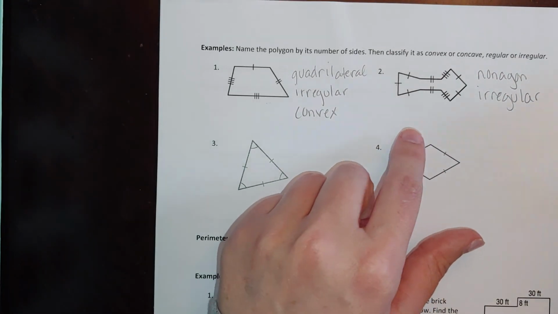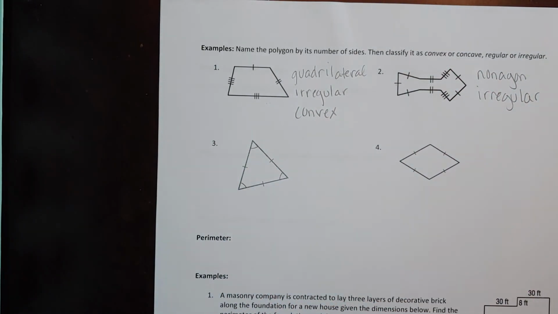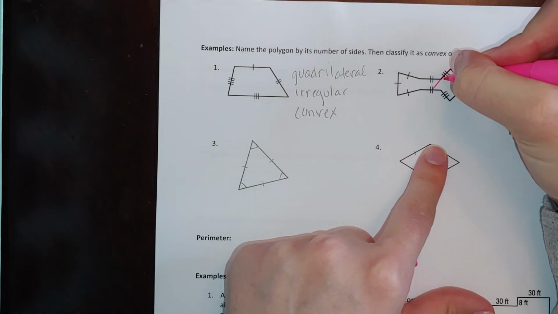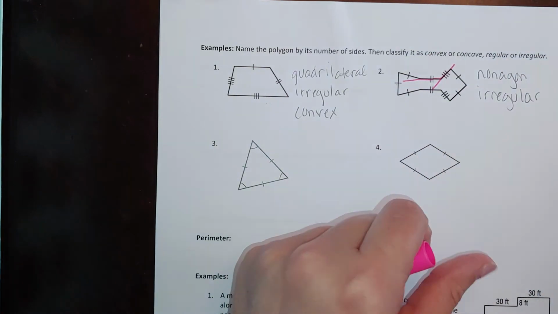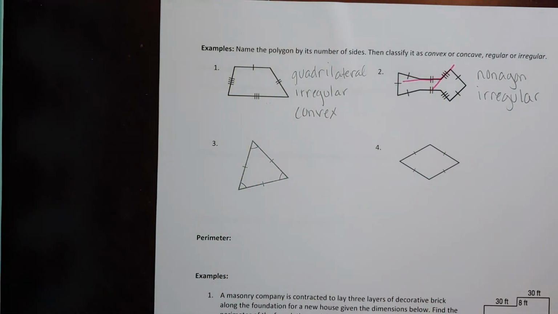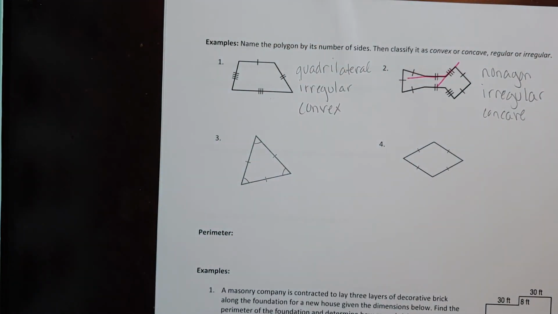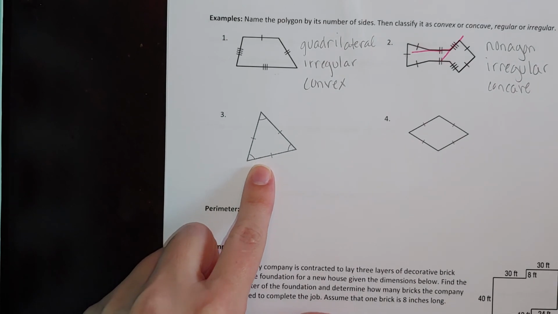It does have spots that cave in. And you can tell if I trace this side and extend it, it goes into the figure. If I trace this side and extend it, it goes into the figure. There are several sides that do that. So this is concave. These cave in.